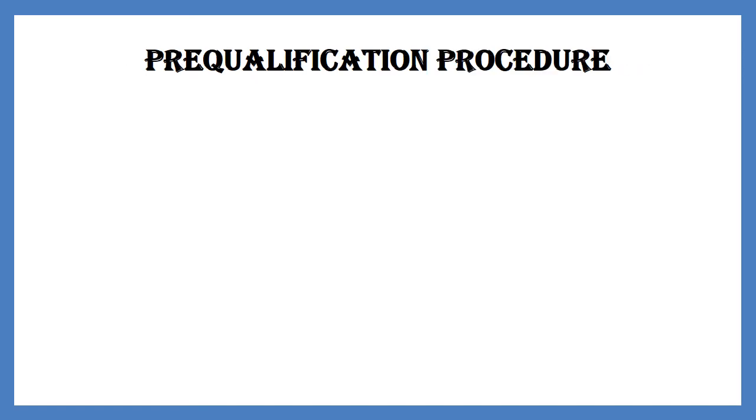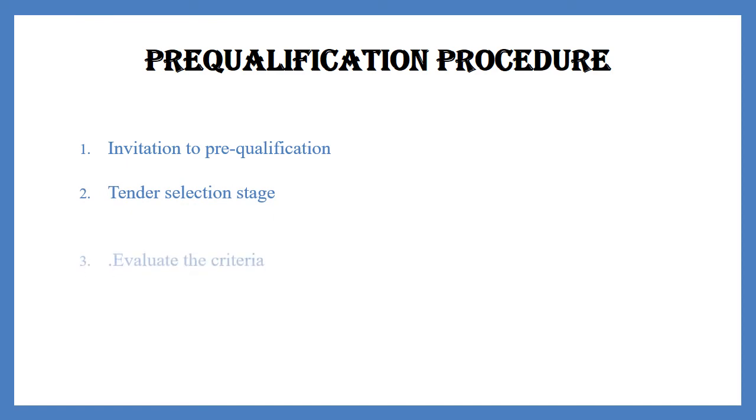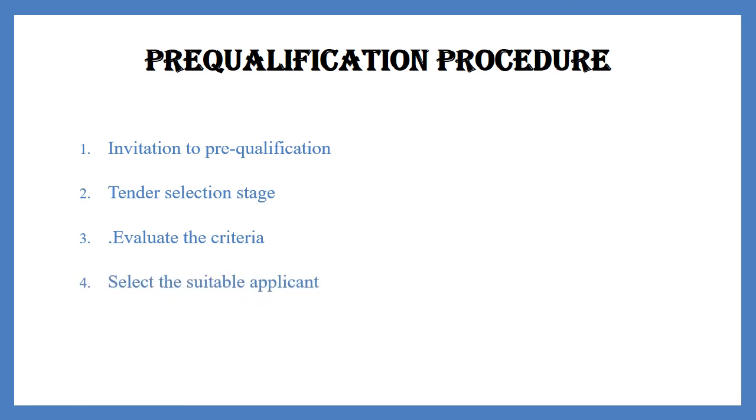Next is pre-qualification procedure. The procedure involved: the first step is invitation to pre-qualification. Second step, the tender selection stage. Third step, evaluation of the criteria. Fourth step, select the suitable applicant from the different contractors. And the last one is formation of contract with that particular selected applicant.